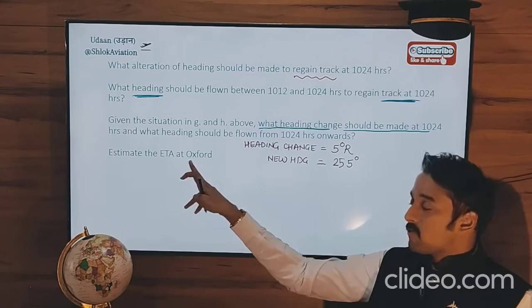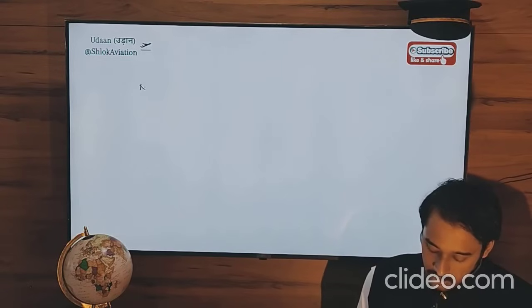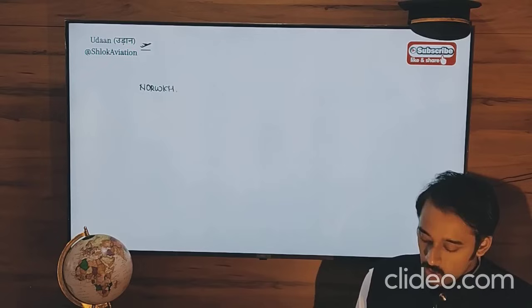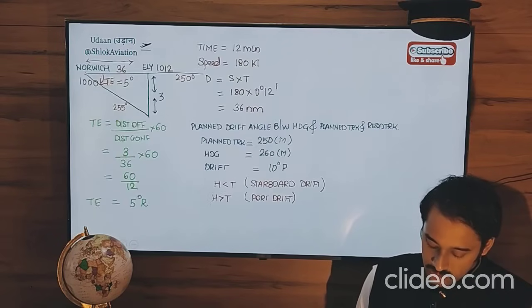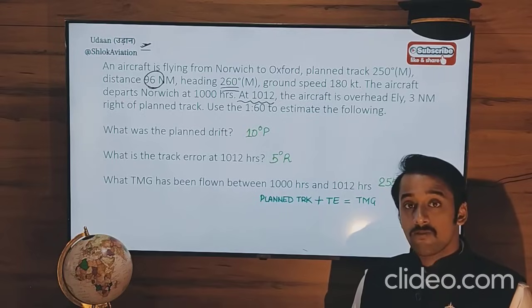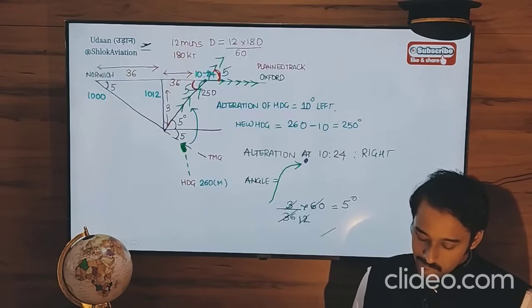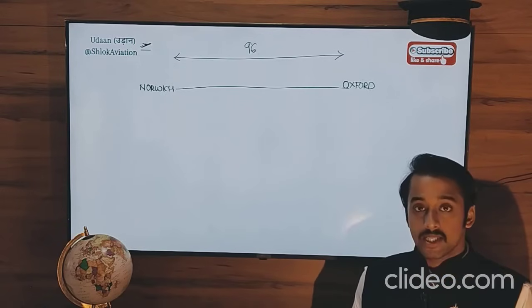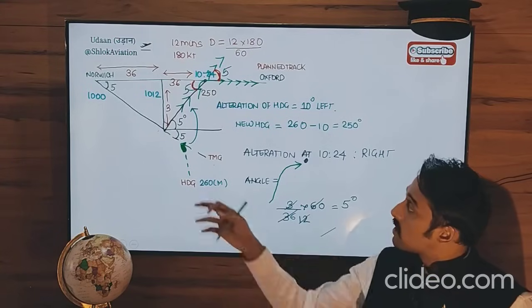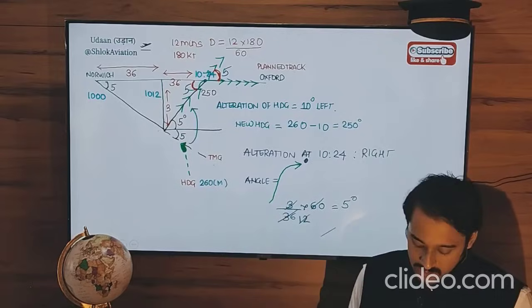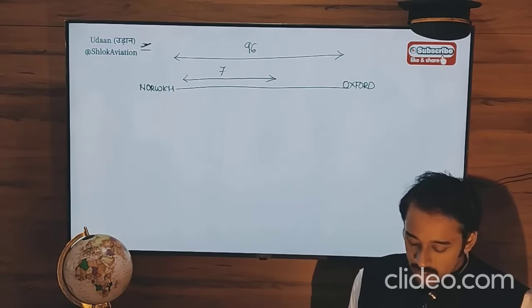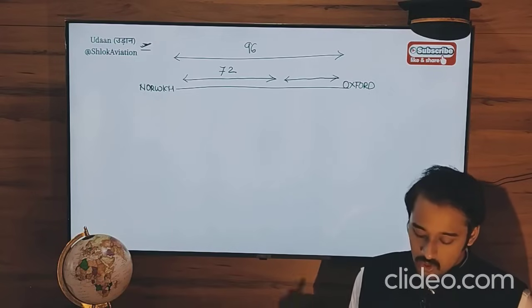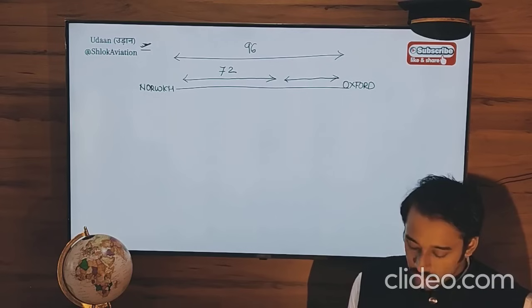Okay. Now estimate the time of arrival at Oxford. Norwich to Oxford is a total distance of, given in the question, 96 nautical miles. Out of this total distance, we have so far covered 36 and 36 nautical miles, a total of 72 nautical miles. So the remaining distance to go is 96 minus 72, which is 24.